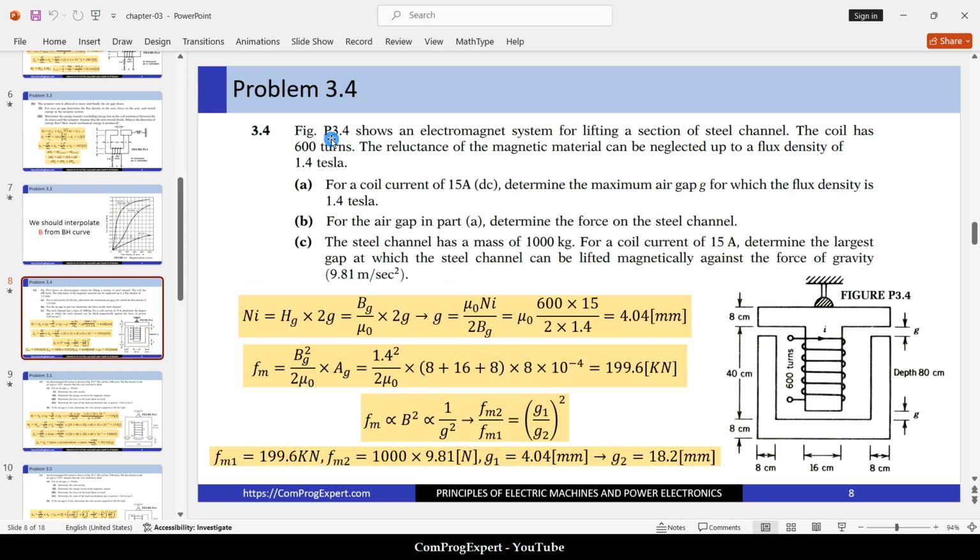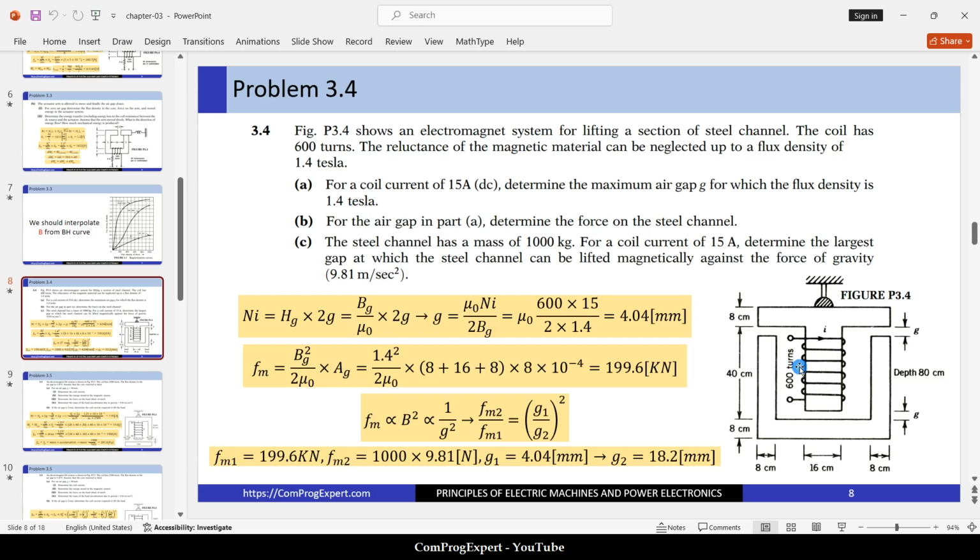Figure P3.4 shows an electromagnet system for lifting a section of a steel channel. The coil has 600 turns. The reluctance of the magnetic material can be neglected up to a flux density of 1.4 Tesla. Part A: for a coil current of 15 amps DC, determine the maximum air gap for which the flux density is 1.4 Tesla.